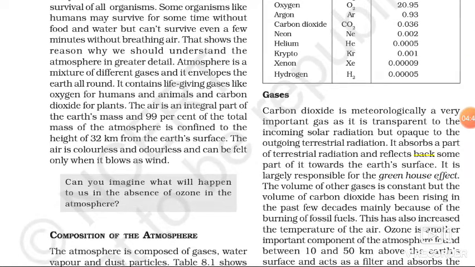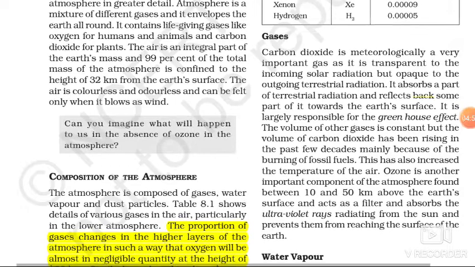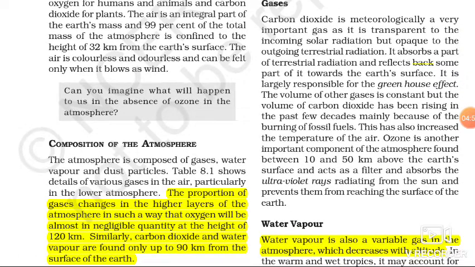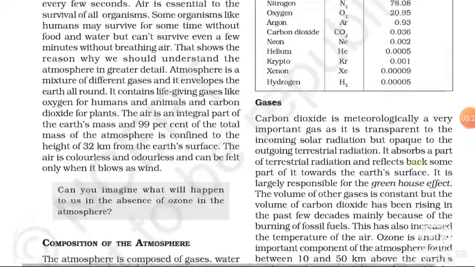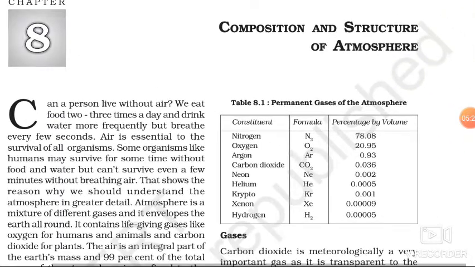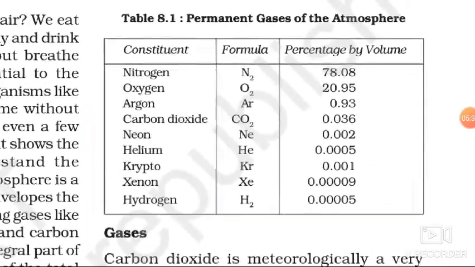Now, how is the atmosphere composed, which types of gases is it composed of? So let us discuss this. The proportion of the gases changes in the higher layers of the atmosphere in such a way that oxygen is almost negligible in quantity at a height of 120 kilometers. Similarly, carbon dioxide and water vapor are found only up to 90 kilometers from the surface of the earth. So these are the permanent gases of the atmosphere. Table 8.1 shows you the permanent gases of the atmosphere, and I will enlarge it for you.